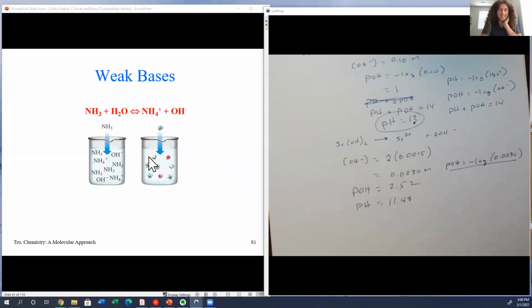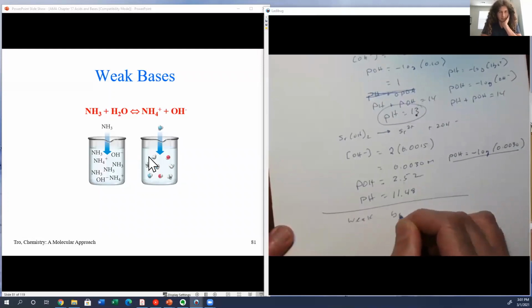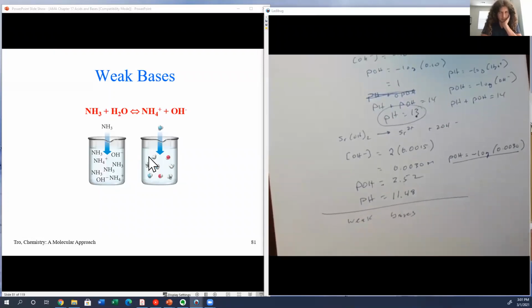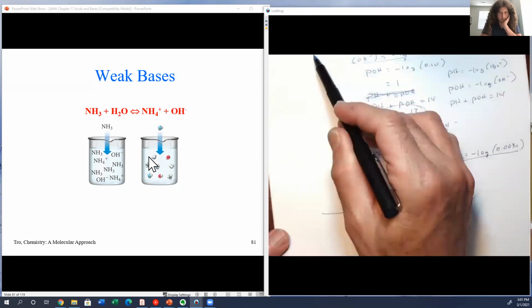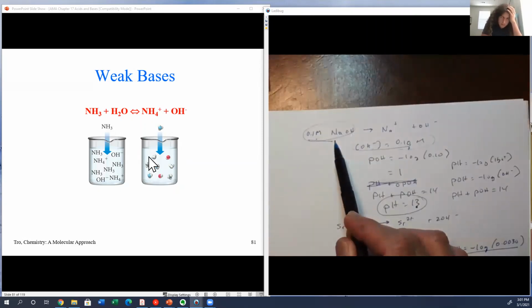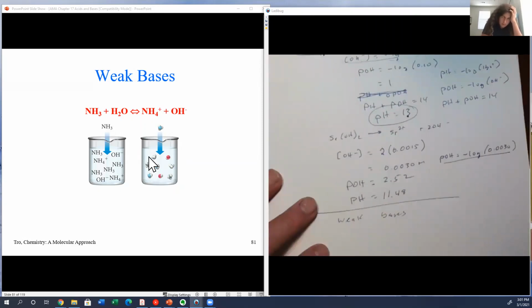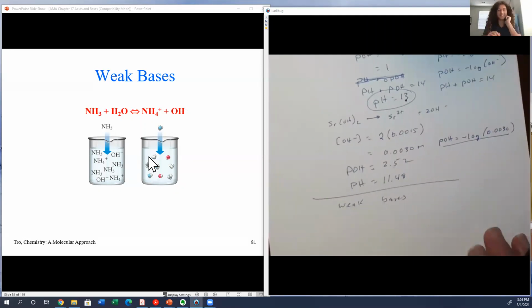Okay, what about weak bases? For a strong acid, we can get pH directly from the concentration of the strong acid. For a strong base, it's the same thing. I can get pH directly from the concentration of the strong base. For a weak acid, I had to solve an equilibrium problem. For a weak base, I have to solve an equilibrium problem, okay?